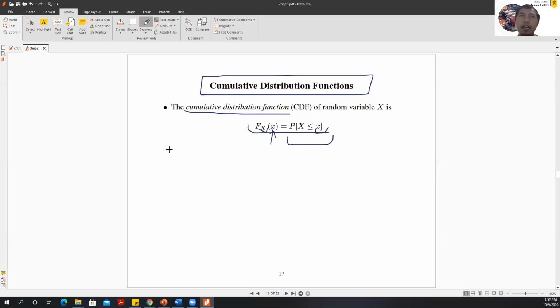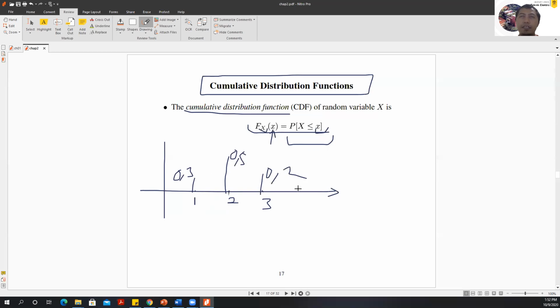Remember, let's say we have a graph of the probability of something, consisting of a random variable with values 1, 2, and 3. For 1 the probability is 0.3, for 2 it is 0.5, and for 3 it is 0.2. This is the PMF.